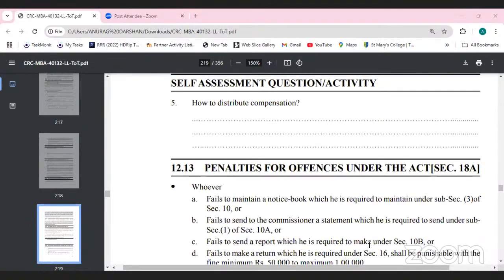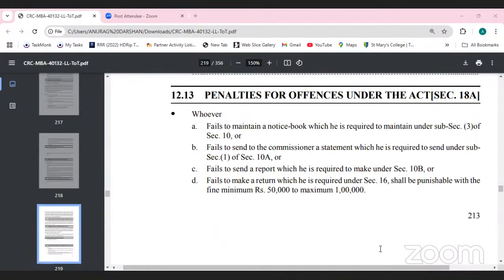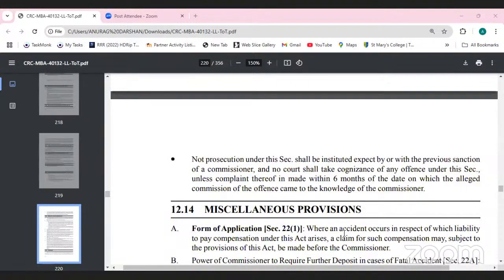Now, coming to the penalties for the offences under the Act: if he fails to maintain a notice book, which is required to be maintained under subsection 3, fails to send the commissioner a statement, which is required to be sent, fails to send a report, which is required to be made under section 10B, or fails to make a return, which is required under section 16, he shall be punishable with a fine of minimum rupees 50,000 to maximum rupees 1 lakh.